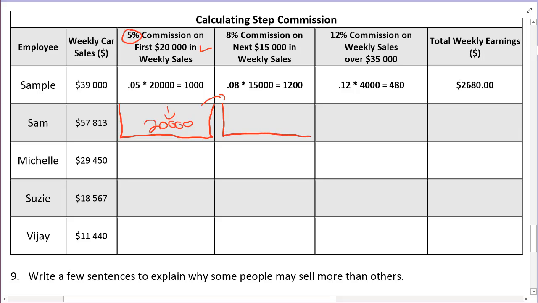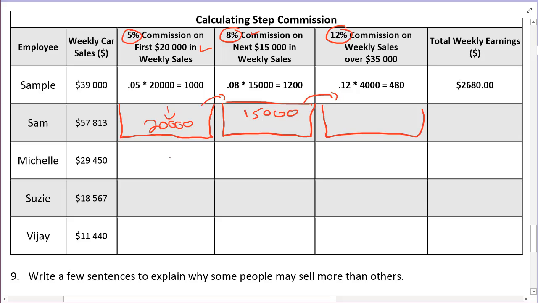And in the next bin, we're not going to be earning 5%, but in this case, we're going to be earning 8%. And this bin holds $15,000. And we need to fill up this bin with sales before we can move on to the next bin. In this final bin, you're going to be earning 12% instead of 8%. And this bin holds everything else that you can sell.